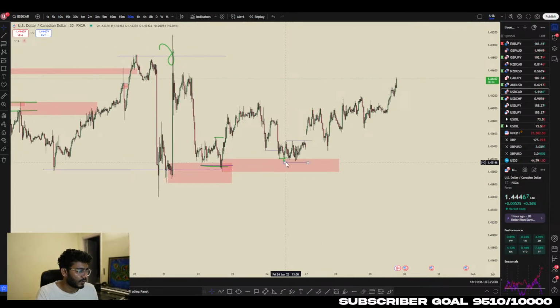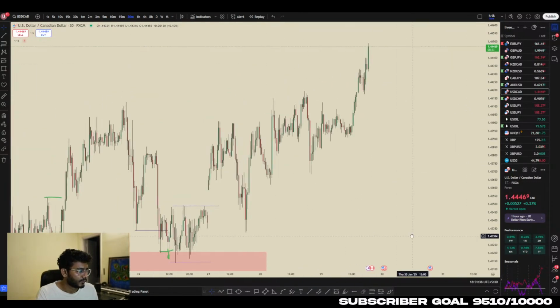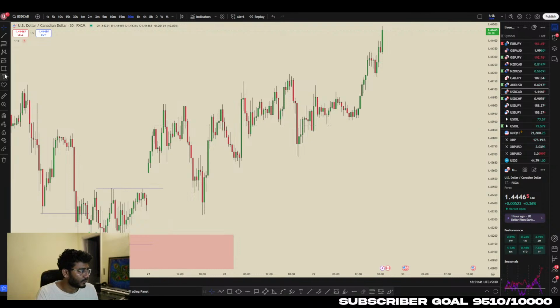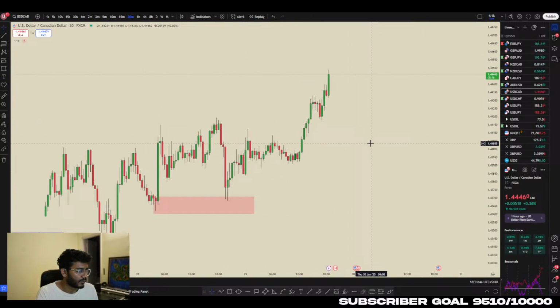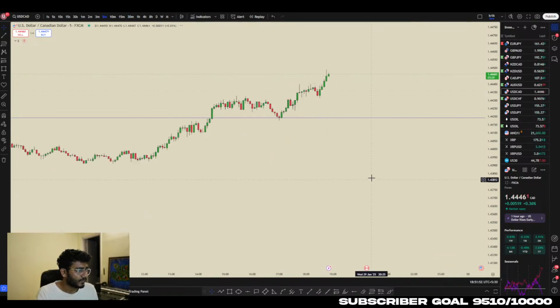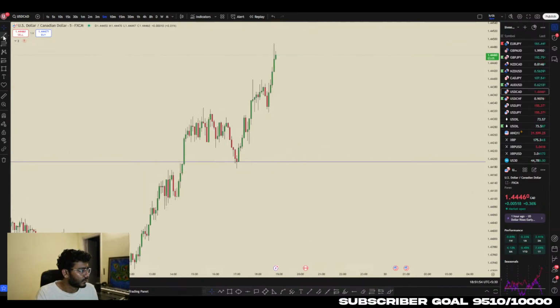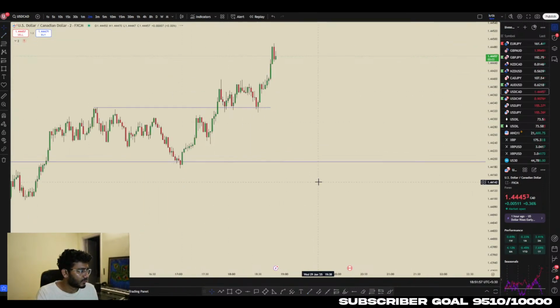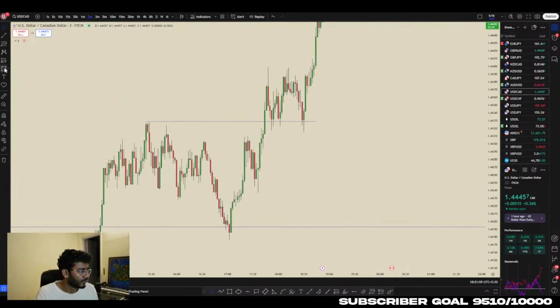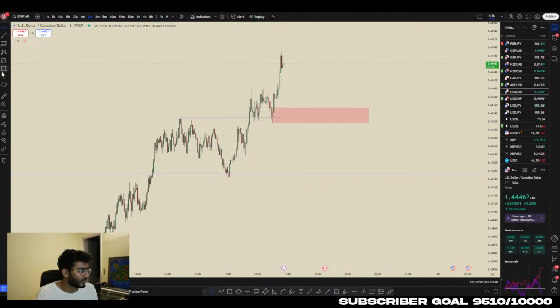We also caught this move to the upside. Order block, rejection. Price rejected this higher high, and it's going to the upside. Price broke the structure. 1 minute, 3 minute. We have this order block and this order block. So this can be a scalping trade to the upside. We have two order blocks.